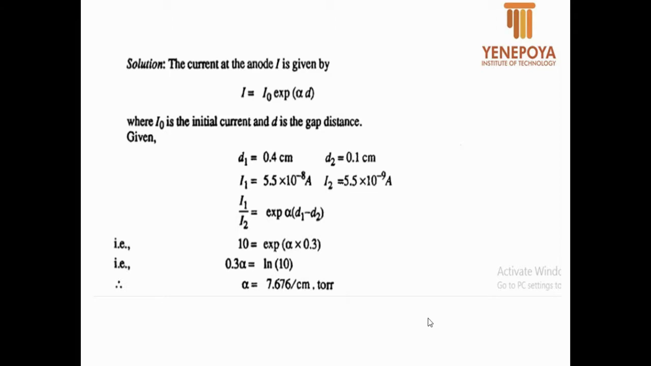So I1 by I2 is exponential alpha into D1 minus D2. I1 by I2: the 5.5 gets cancelled, 10 to the power minus 8 over 10 to the power minus 9, so it's 10. Exponential alpha into D1 minus D2, which is 0.4 minus 0.1, is 0.3. Taking the logarithm, 0.3 alpha equals ln 10. So alpha is 7.676 per centimeter per torr.